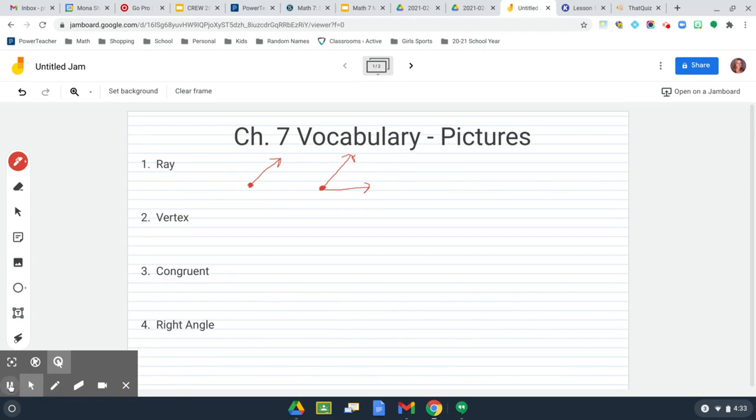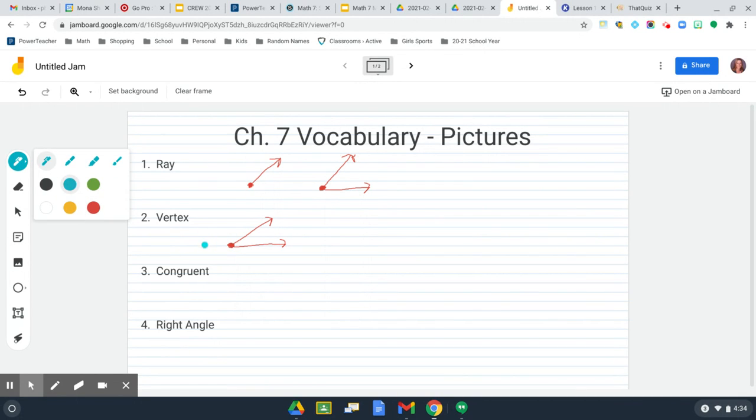Number 2: vertex. This little dot that I just drew a minute ago to help me draw the ray is called a vertex. We're going to draw a picture, put that vertex, that dot, and I'm going to draw the same picture that I drew above. The definition of a vertex is the point where two rays meet. These are the two rays coming out. This dot in the corner, right here, is called the vertex.